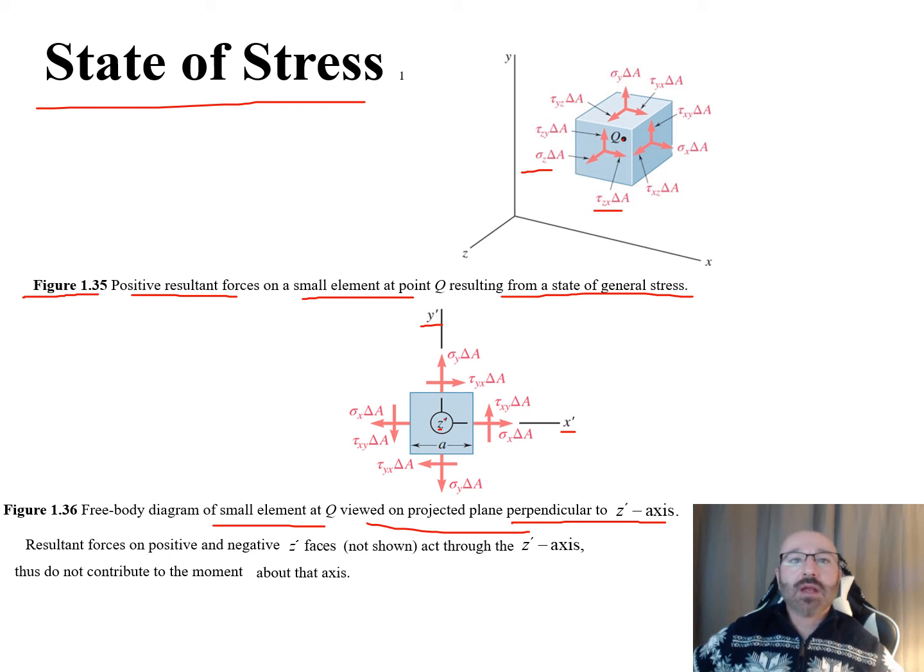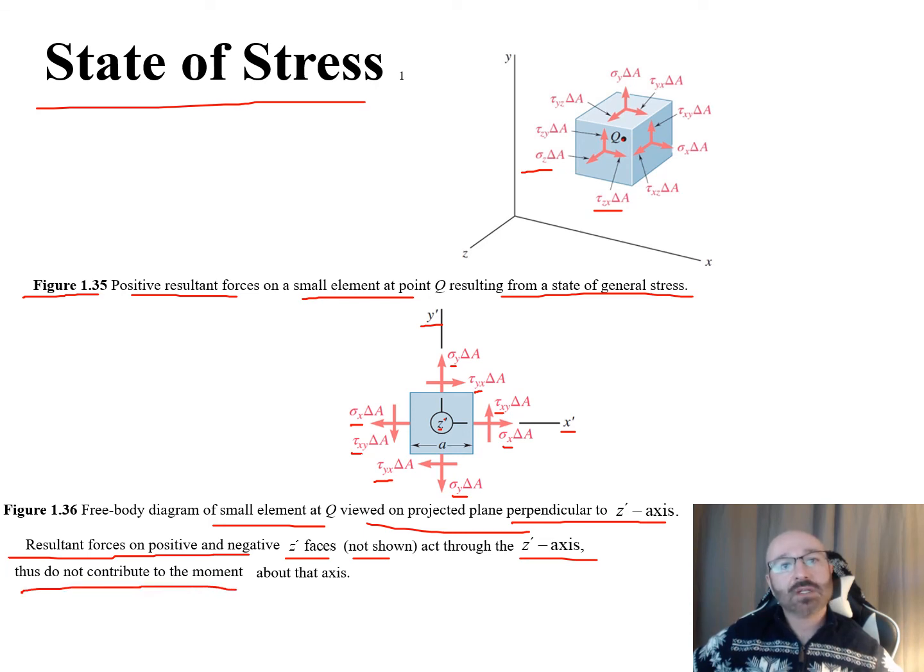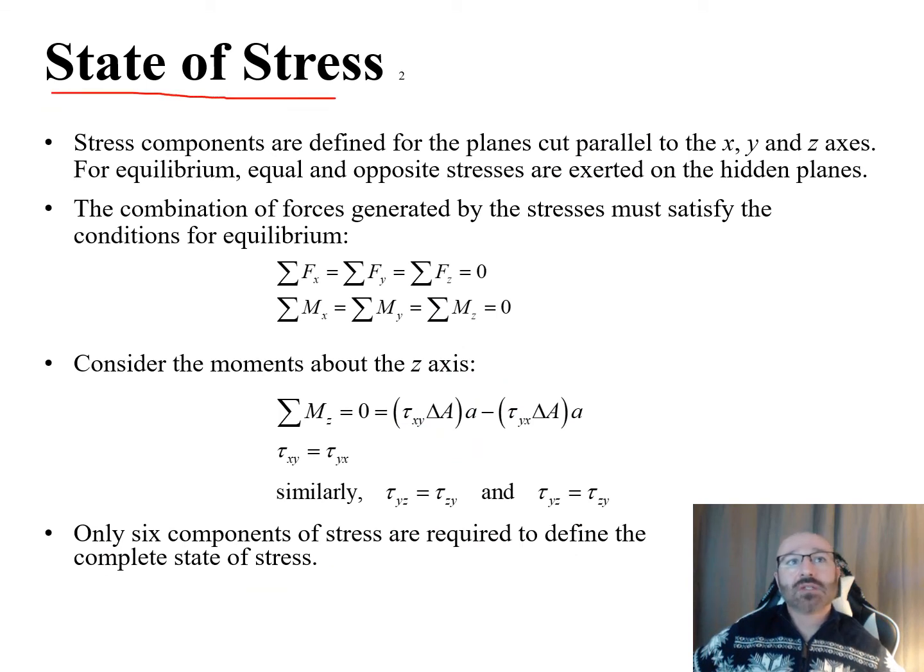In this free body diagram, we have our sigma y, our tau yx, our tau xy, our sigma x, our sigma y, our tau xy, our sigma x over here, and our tau xy over here. This is a great way to view this in 2D. Note that the resultant forces on the positive and negative z prime faces that we're not seeing here are not shown, and these act through the z prime axis, thus do not contribute to the moment about the axis.